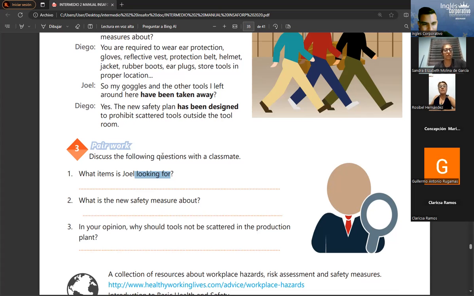Okay, have you found your soulmate? What items is Joel looking for? ¿Qué está buscando? What is he looking for? His goggles. Okay, Joel is looking for his goggles. Where did he leave them? Where did Joel leave the goggles?